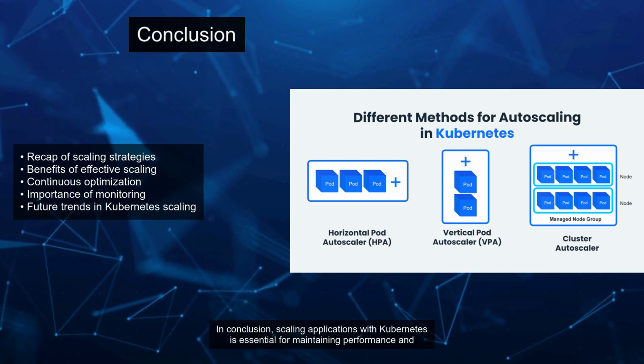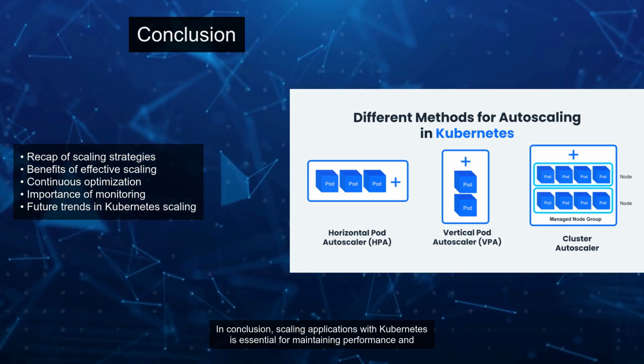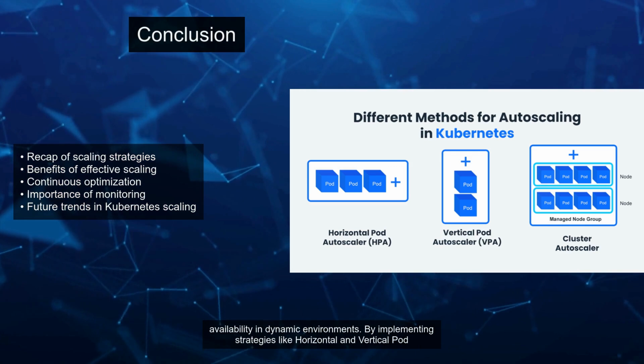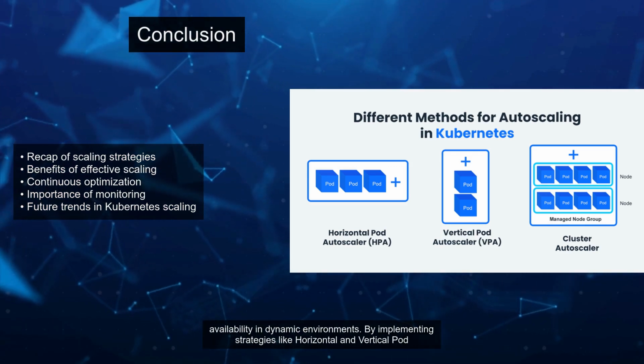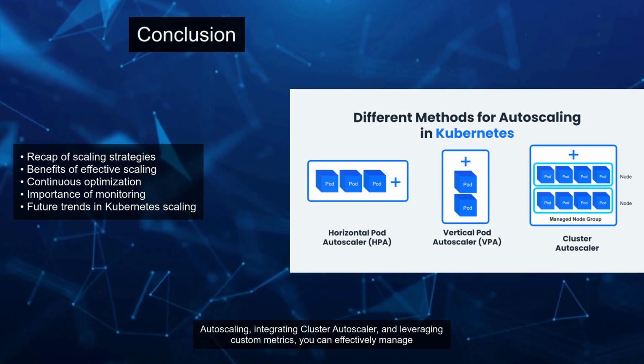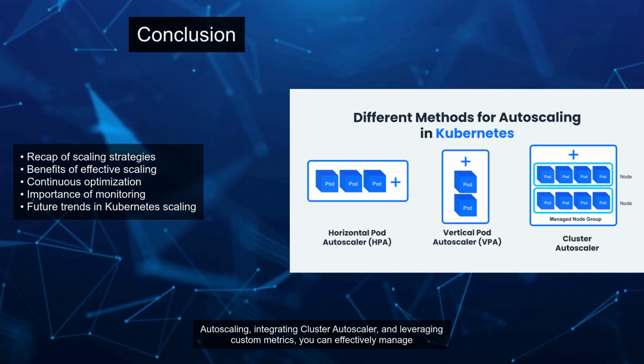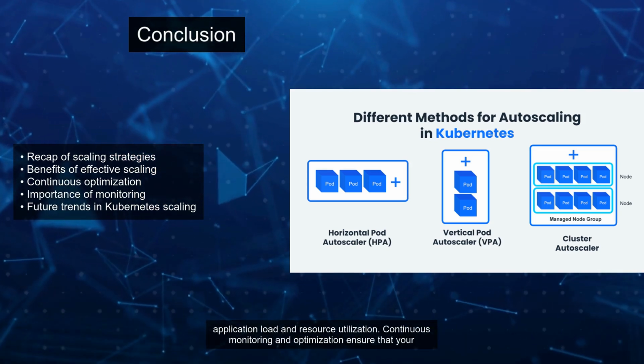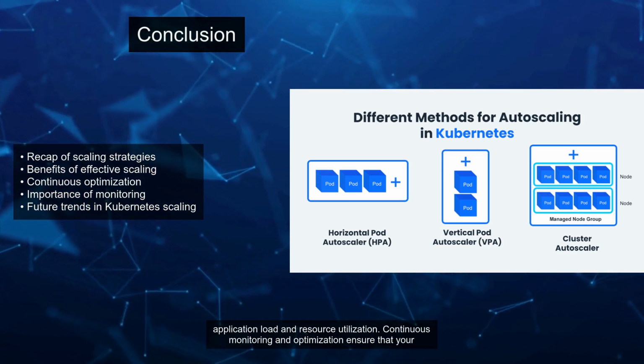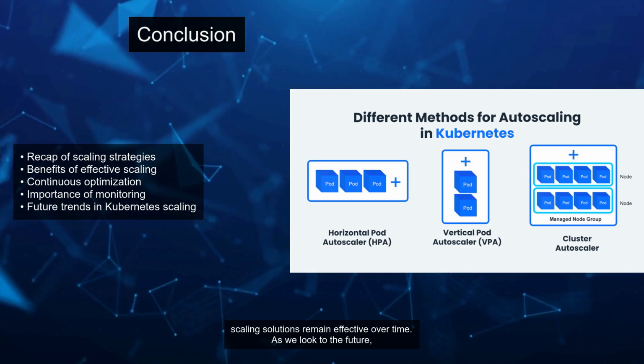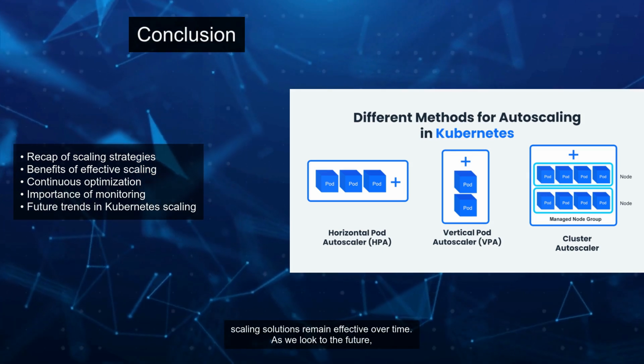In conclusion, scaling applications with Kubernetes is essential for maintaining performance and availability in dynamic environments. By implementing strategies like horizontal and vertical pod autoscaling, integrating cluster autoscaler, and leveraging custom metrics, you can effectively manage application load and resource utilization. Continuous monitoring and optimization ensure that your scaling solutions remain effective over time.